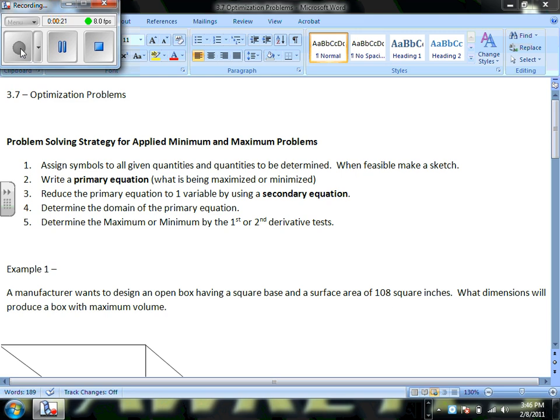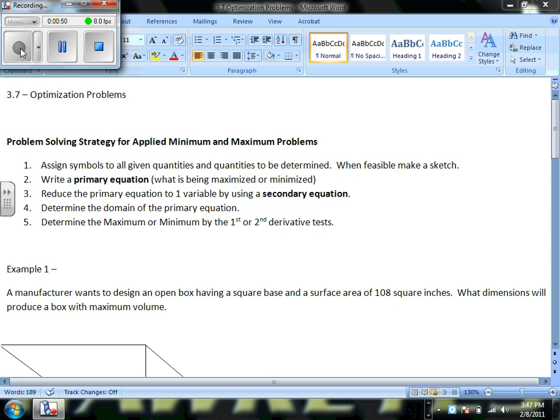And what I want to do is give you a strategy for solving these problems. These strategies right here for an optimization problem. My first thing is I'm going to draw a picture, and I'm going to assign symbols for everything that needs to be found or determined. Then I'm going to write a primary equation. A primary equation is what we are minimizing or maximizing.